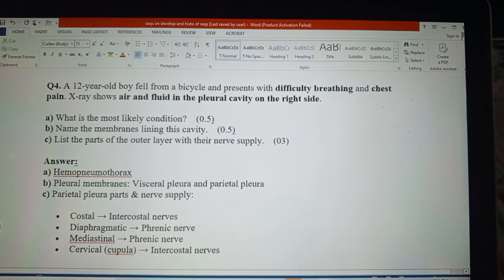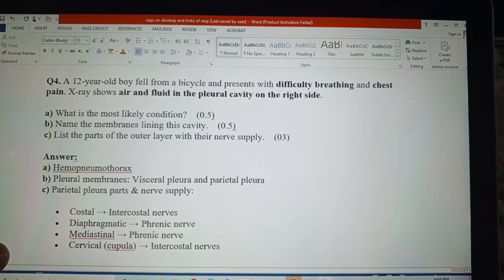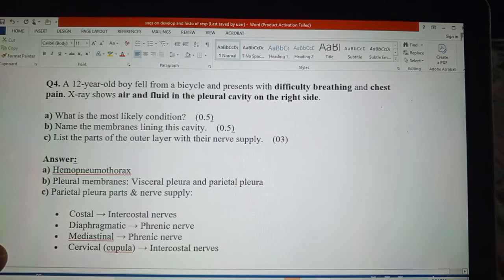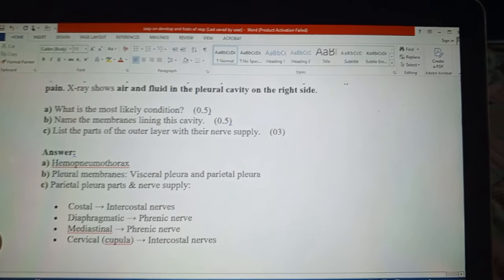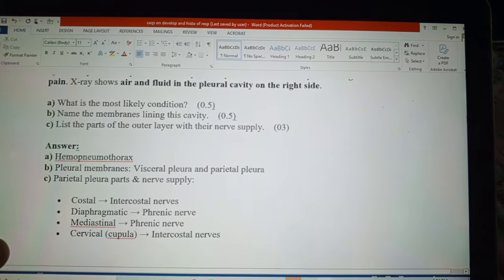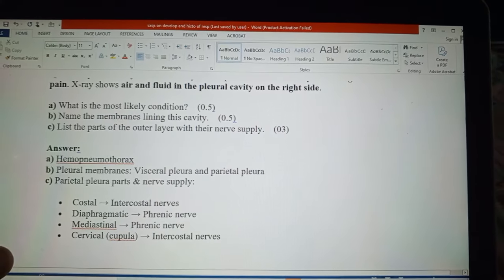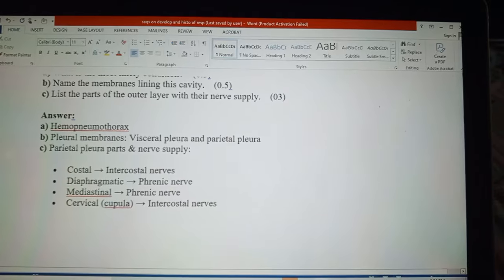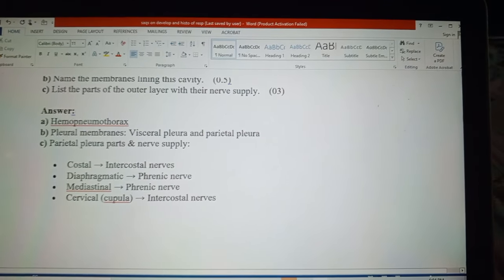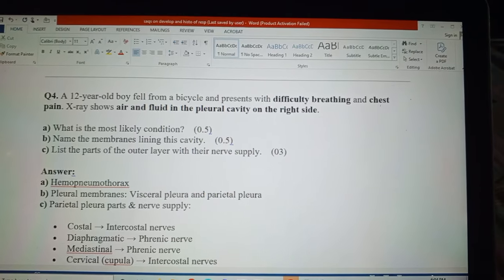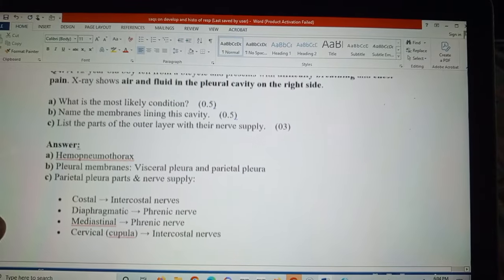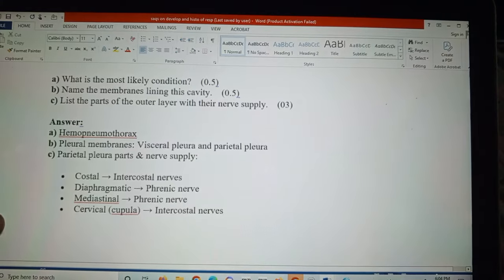Question number 4 is: a 12-year-old boy fell from a bicycle and presents with difficulty breathing and chest pain. X-ray shows air and fluid in the pleural cavity on the right side. What is the most likely condition? Name the membranes lining this cavity. List the parts of the outer layer with the nerve supply. It is pneumothorax, because there is blood. Okay, this is pneumothorax, air and fluid. Fluid represents the blood.